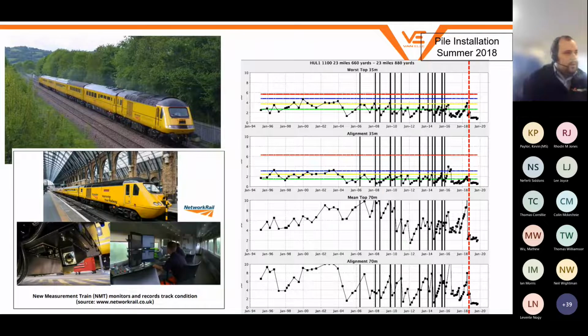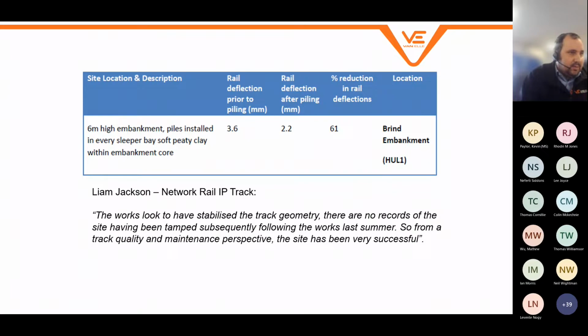And a lot of the monitoring had been done by NMT, so New Measurement Train. The advantage with this is we keep getting these data plots, and we can see that from sort of January 1996 all the way through to when we did the pile install in summer of 2018, there have been various different maintenance interventions in the form of tamping that had corrected the track geometry. However, after the installation in summer 2018, that track attrition rate and the constant tamping that had been ongoing had reduced massively. So that indicates that that was a successful system. And we can see that from the actual figures from a track deflection perspective as well.